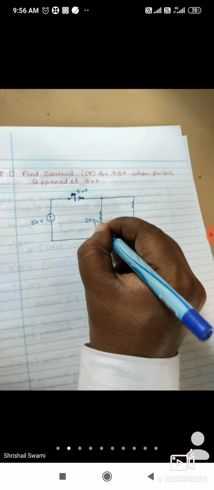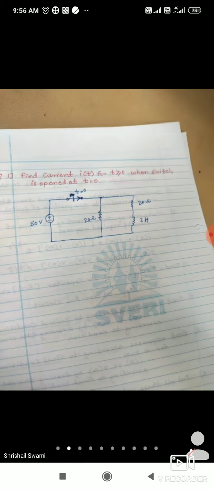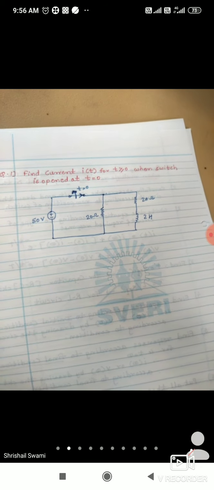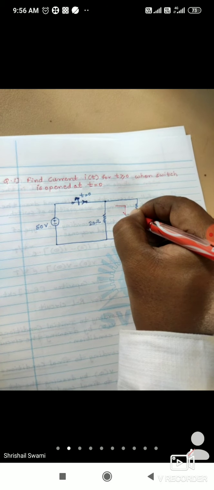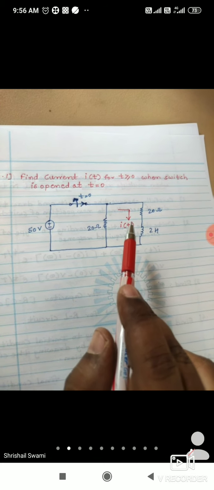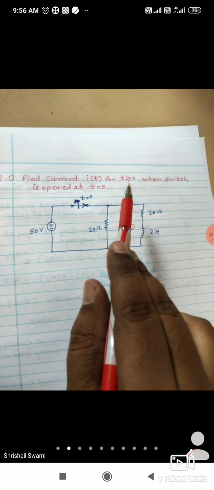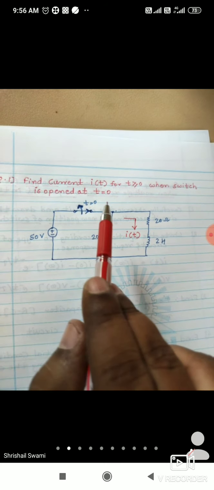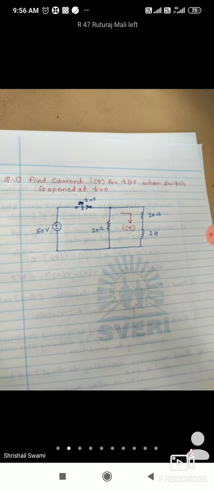So this will be 20 ohm, this will also be 20 ohm, and inductor is 2 Henry, and the response they are asking, find out the current I of t. This current they are asking to find for t greater than or equal to 0 when switch is open at t is equal to 0. So according to the procedure given, you can start.